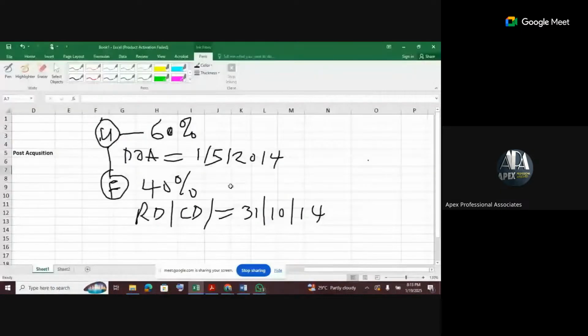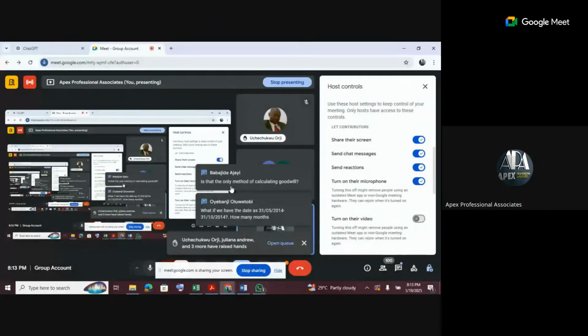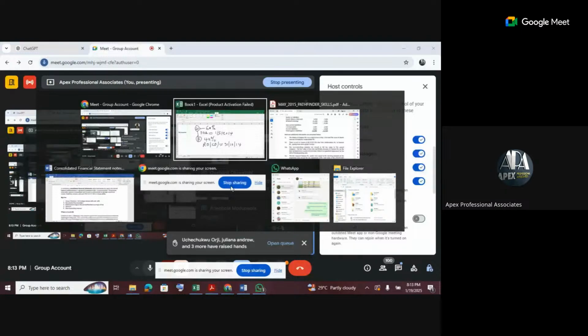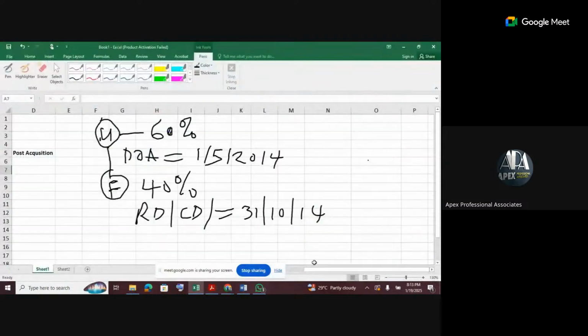Well, there is no particular name for the period. It's just the difference between the date of acquisition and the date of consolidation. It's important because when you are trying to prorate, you will need it. That's what it is. You don't need to call it by any name.